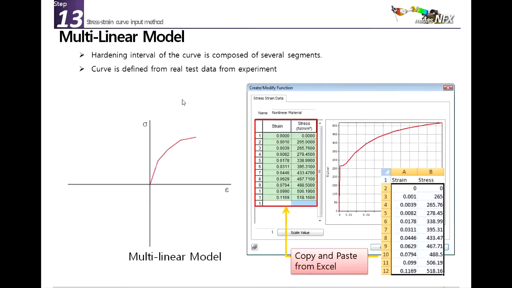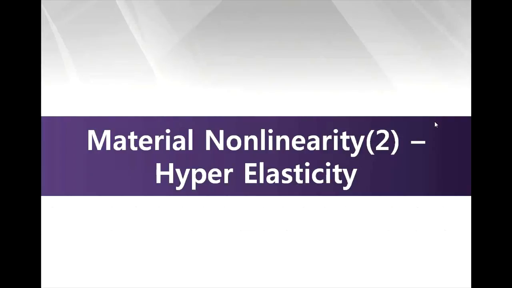Now, if you want to make a real curve of the material, it's simple. You just have to paste all the data of the stress and strain in this stress-strain data curve. You can paste it from Excel, for example, and you'll get the model. So it's a multilinear model because it's actually an approximation of a lot of smaller segments.